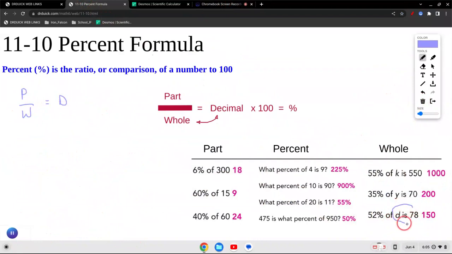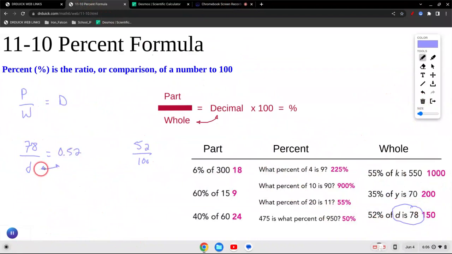My part is 78. 78 is going to be my part. The whole is going to be what I don't know, so I just put a D here. Unfortunately, it matches this D, but we'll go with it anyways. And 52%, we divide by 100, so that's equal to 0.52.